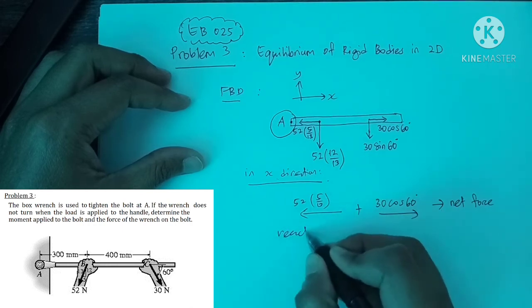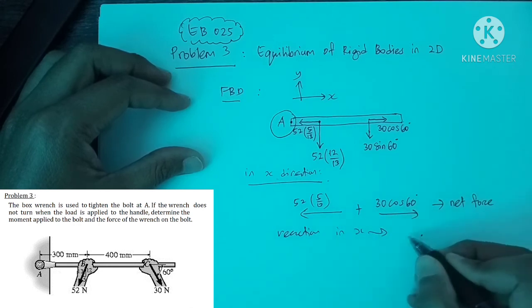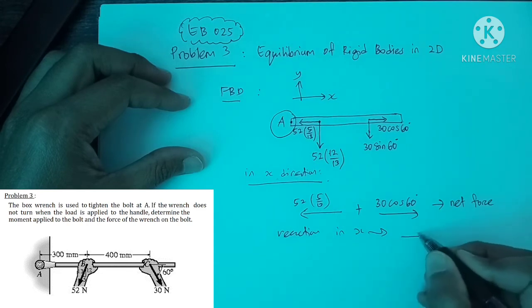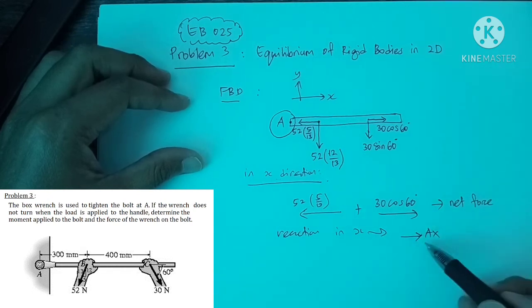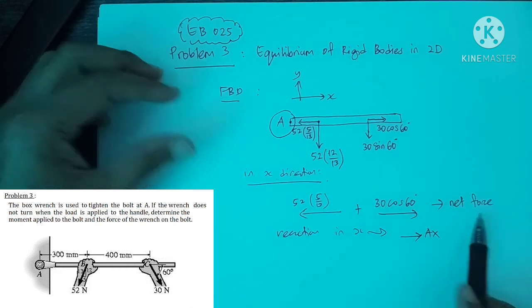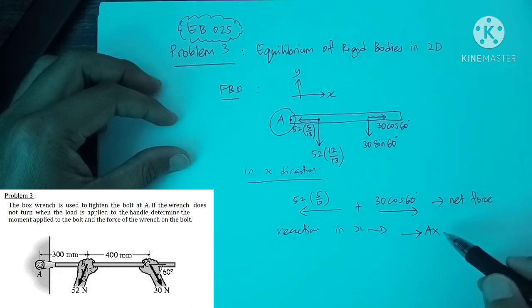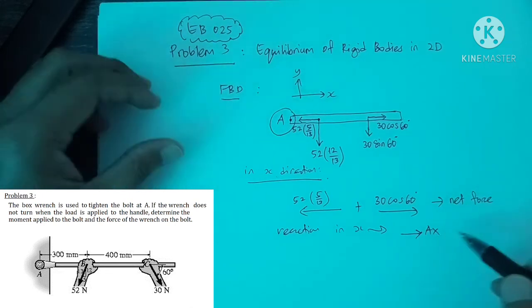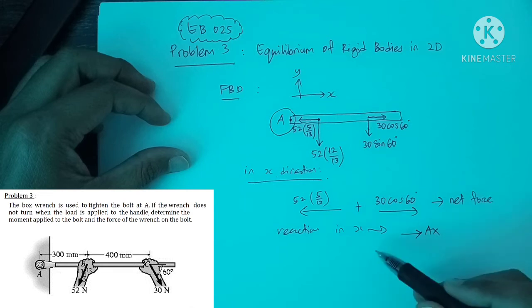So we have the reaction in X at point A. The point A will exert the unknown AX. We can assume the direction of X, whether it goes to the right or to the left, or we can confirm the direction by calculating the net force first. But for the FBD we can assume. To make it faster in the solution, we just assume AX in X direction. Whether you assume it to the right or to the left, it's okay.